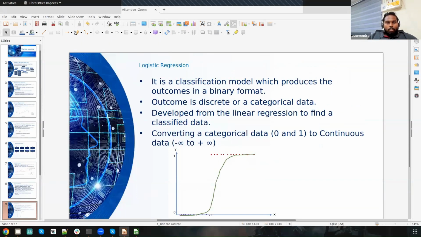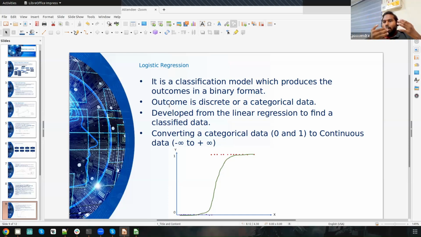From linear regression, we are going to derive logistic regression. Logistic regression deals with categorical data. It is a classification model which produces the output in a binary way, like I told you, yes or no, zeros and ones. So how are we going to get categorical data from linear regression? In linear regression, we have data points, and from those we predict a best fit line. That is continuous data.